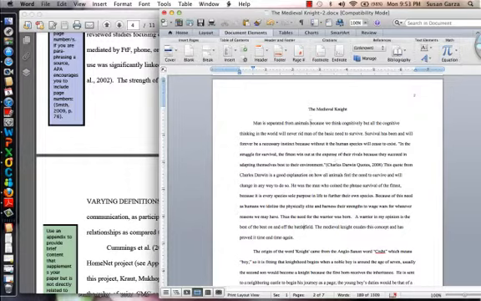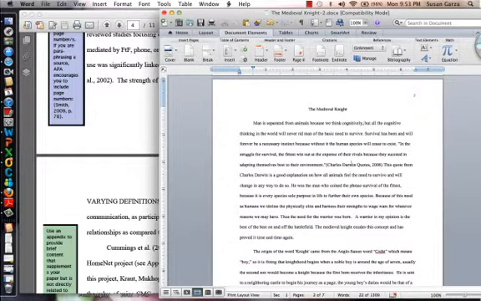Man is separated from animals because we think cognitively. I'd put a comma there. But all the cognitive thinking in the world will never rid man of the basic need to survive. Survival has been and will forever be a necessary instinct, because without it the human species will cease to exist in the struggle for survival. So there's the quote.